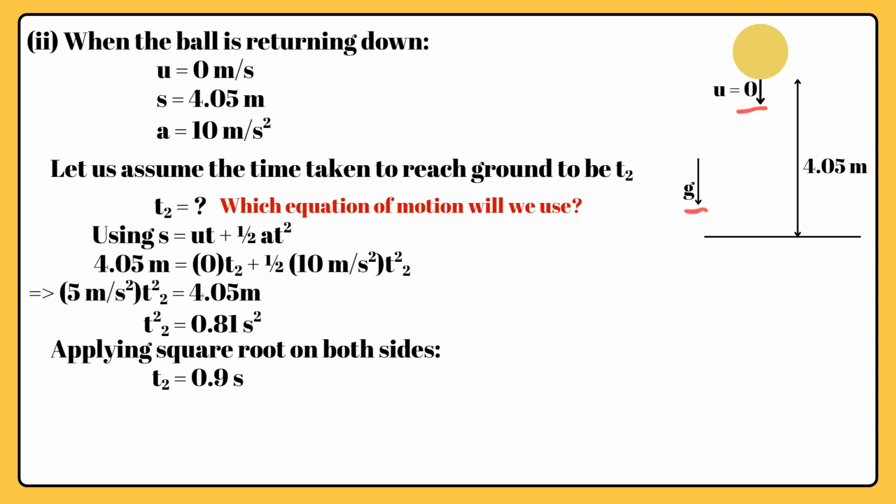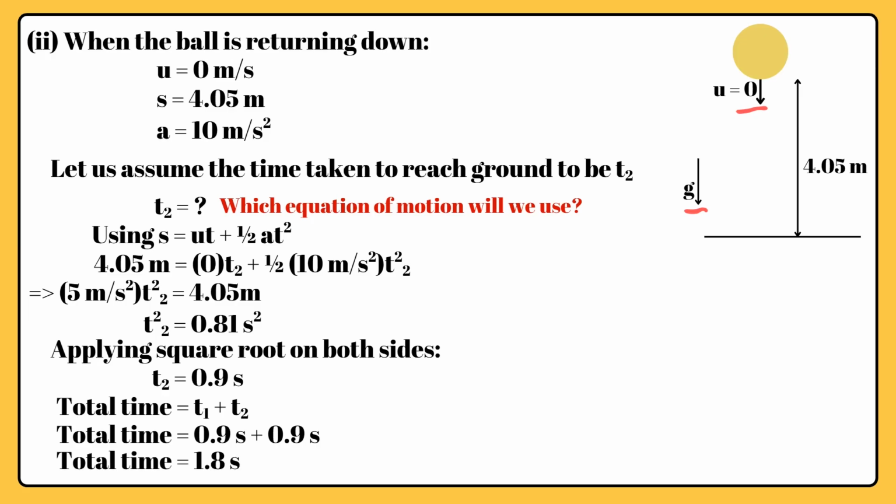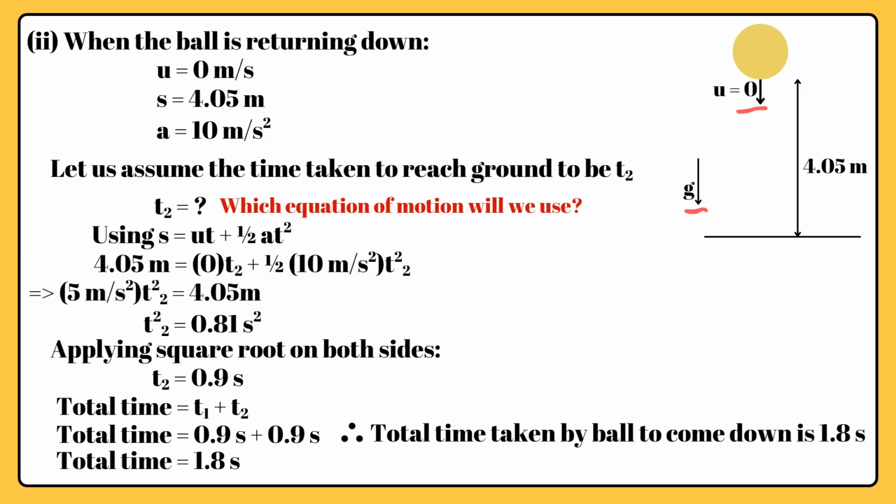Now the total time taken for the journey of the ball is simply t1 plus t2. So if we put in their values, we get total time is equal to 0.9 seconds plus 0.9 seconds. Notice that the value of time is the same in both the parts. This is a very important thing that we need to remember. Whenever an object is thrown up, whatever time it takes to go up, it will take the same amount of time to freely fall down. So the total time is 1.8 seconds. Therefore, this is the time of flight of the ball.